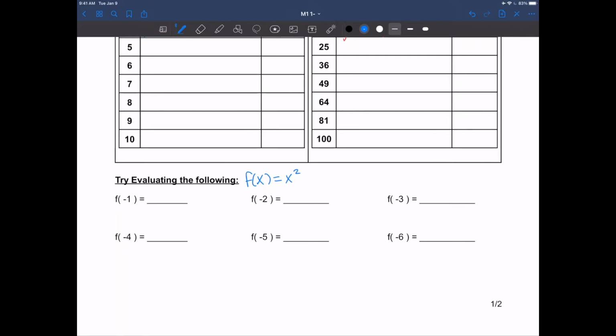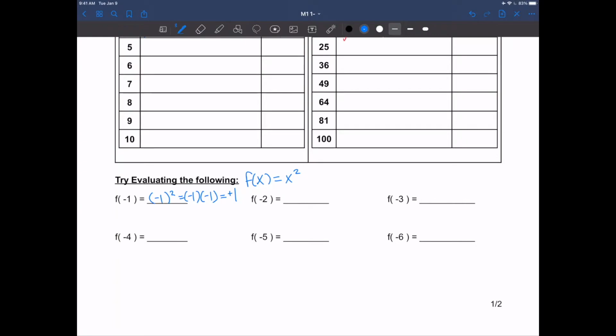Okay, so again, what I'm going to do is write this squared, and I'm going to put negative 1 in here. What does that mean? That means do negative 1 times negative 1. Well, what happens when you multiply two negatives? You get a positive 1. You don't have to write the little plus if you don't want to, but I was just emphasizing that a negative times a negative is a positive.